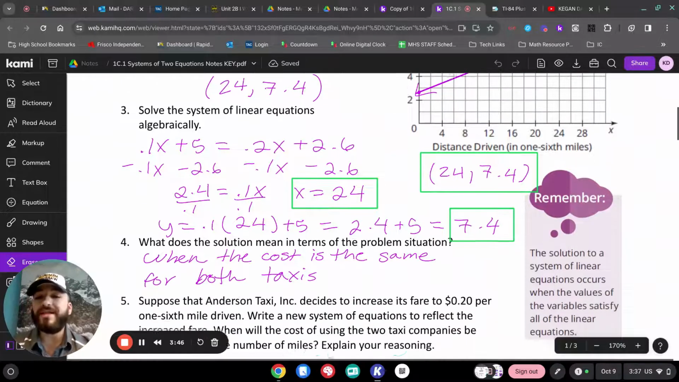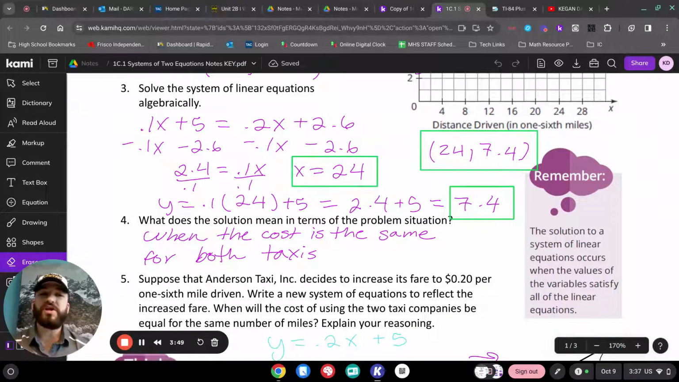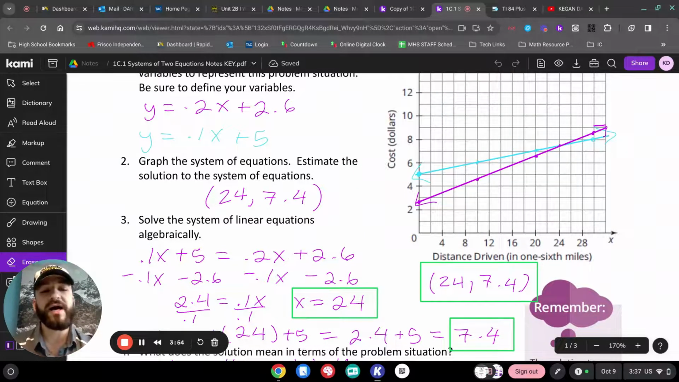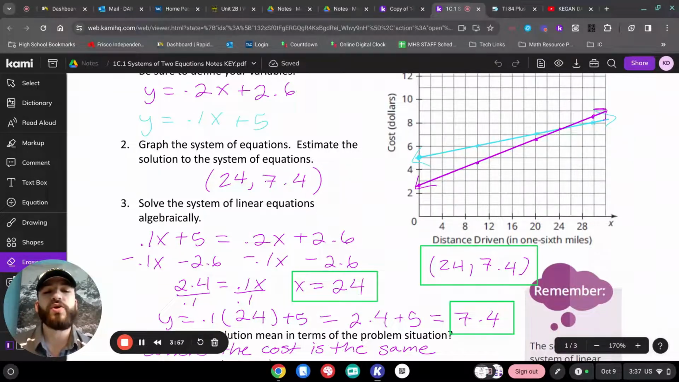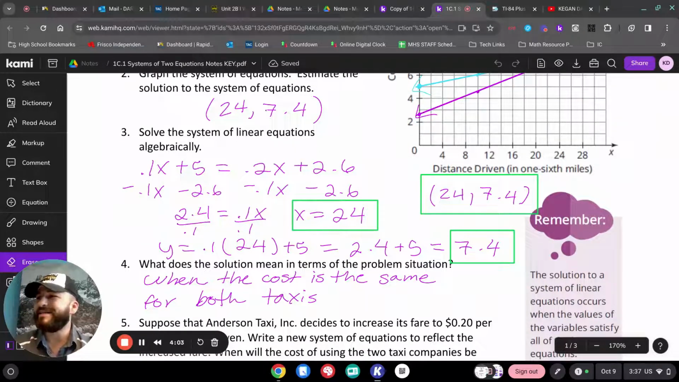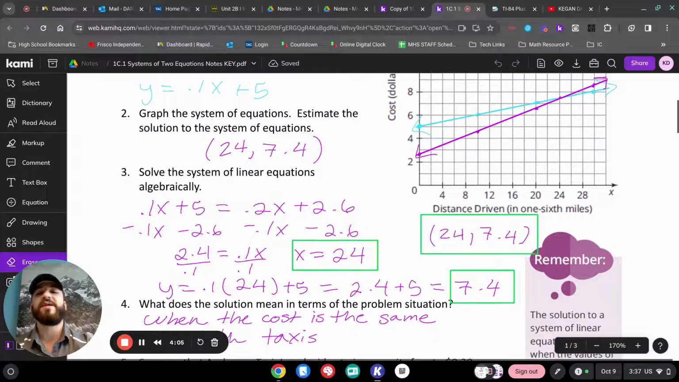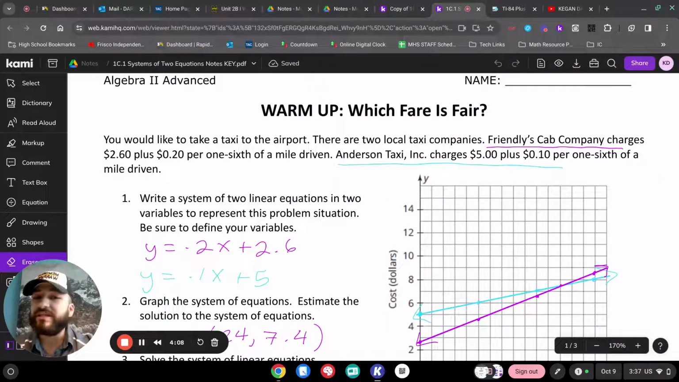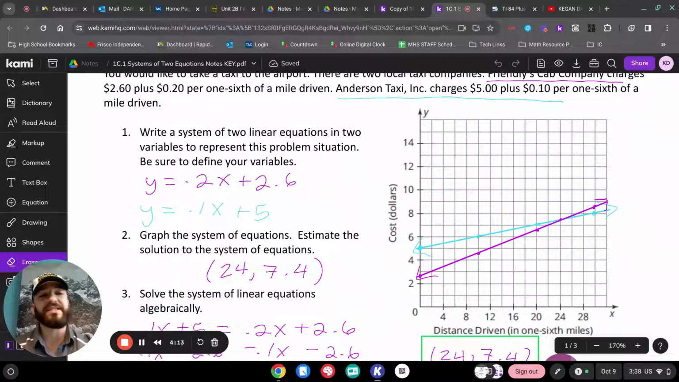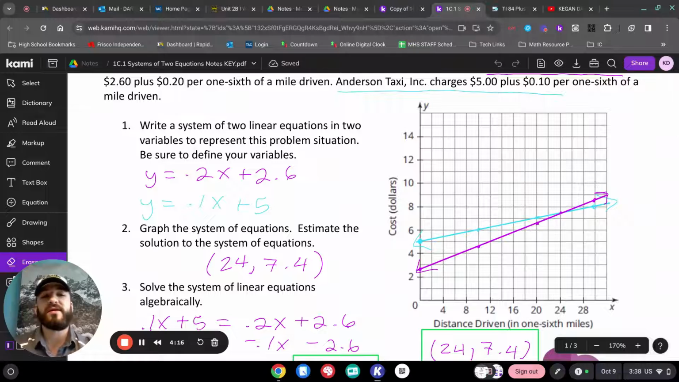Okay, now what does the solution actually mean in terms of our situation? Well, as we can see, looking at our graph, that's our cost of both of our taxis over time. And so that intersection point there at 24 miles, that's when both of our taxis are going to cost the exact same amount. So after 24 miles, despite the fact that Anderson charges a much higher upfront fee, Anderson's and Friendly's are going to start costing the same. And then instead of Anderson's costing more and Friendly's costing less, after that 24-mile point, Friendly's is going to start costing more and Anderson's is going to start costing less.